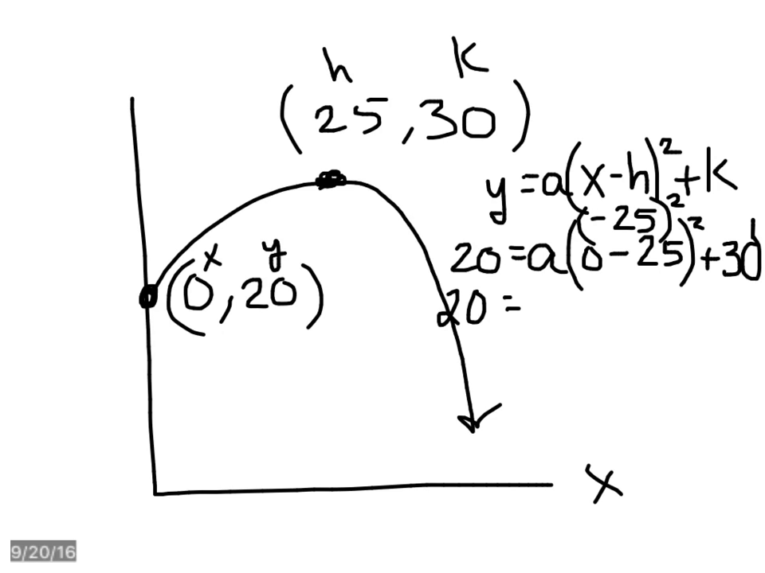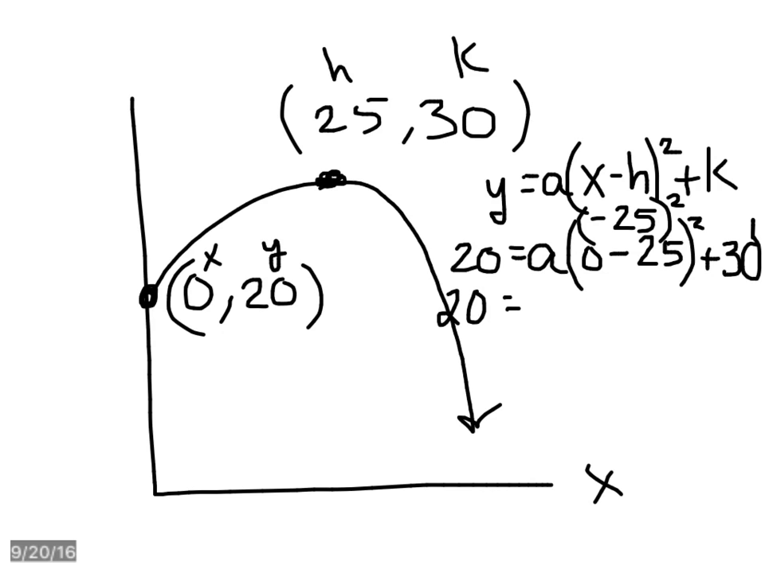Not 50. Negative 25 times negative 25 is not 50. It's a whole lot bigger than that. It's 625. Here's what it's not: it's not negative 625 either. You're not taking negative 25 squared. You're in parentheses saying negative 25 times negative 25.